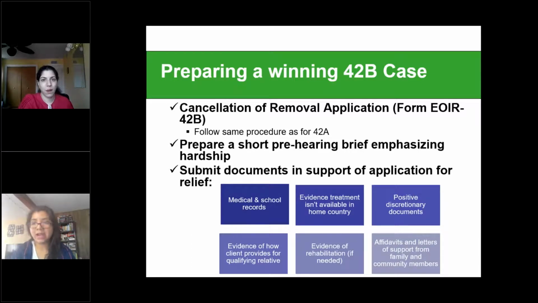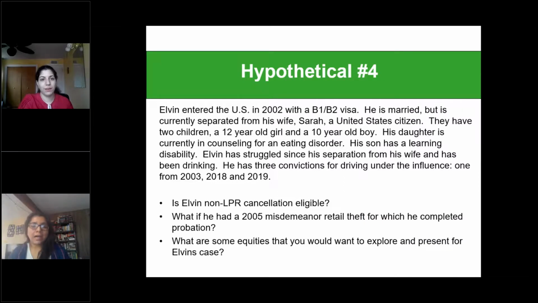So we are going to go into a hypothetical. The first question that we want to answer is: is Alvin non-LPR cancellation eligible? I don't think you need any statutes for this one, but I'll give you a minute or so to read it and then use the chat box to determine if Alvin is non-LPR cancellation eligible. So think about those 10 years, think about the good moral character, think about if there are any criminal bars that would prevent him, think about the hardship. Is he eligible?